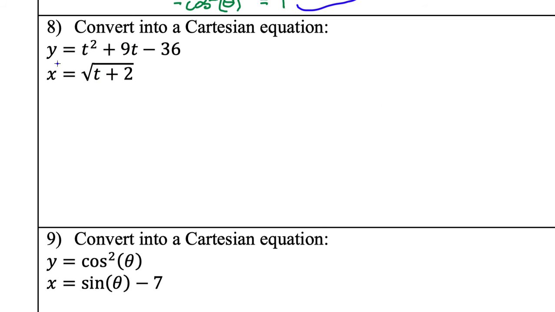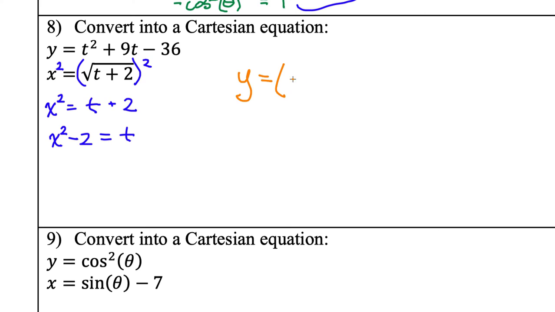I'm going to square both sides. So this is squared, and that becomes x squared is equal to t plus 2. And finally subtract 2, so that's going to be x squared minus 2 is equal to t. Cool. So now I've solved for t. That t is x squared minus 2, which means these t's are also x squared minus 2. So now I'm going to say y is equal to, that's not a t anymore, it's an x squared minus 2. I'm rewriting this equation right now, and that has to be squared because that t was squared.